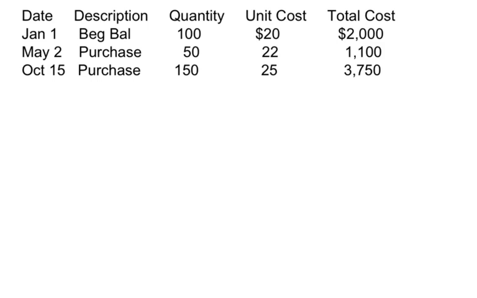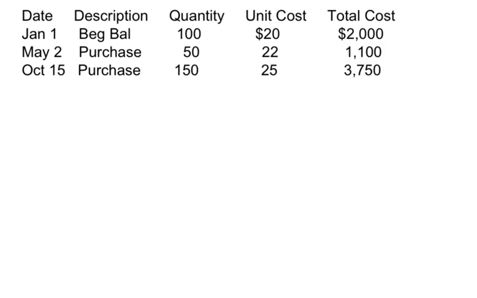So here's the data that we've been given. These are some transactions that we've had with inventory. We had our beginning balance: 100 units to start with at $20 apiece unit cost to us, so it was $2,000. We had a purchase on May the 2nd of 50 units at $22 apiece, and on October the 15th we bought 150 units at $25 apiece.